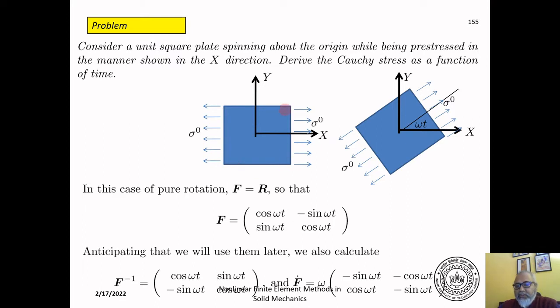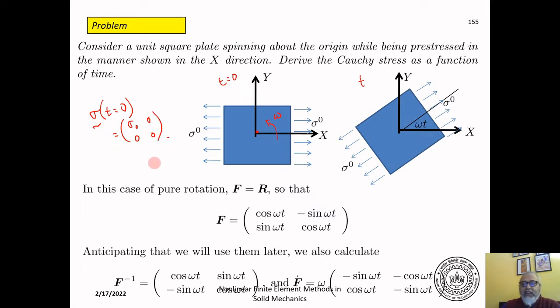Consider a plate which at time t equal to 0 is subjected to a constant stress in the x direction, sigma naught, and then it rotates in this direction with an angular velocity omega about the center, holding the stress fixed. So this is a rotated configuration at some time t. The stress at time t equal to 0 is simply sigma naught, 0, 0, 0.